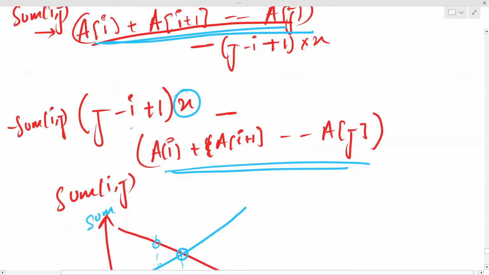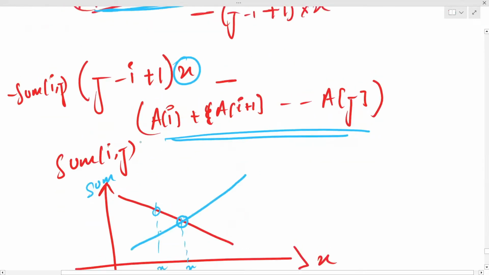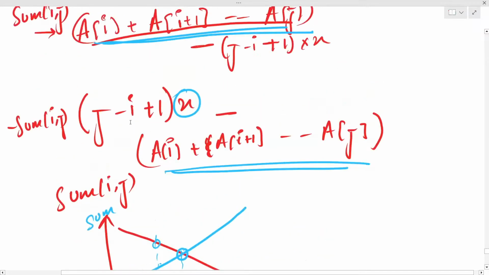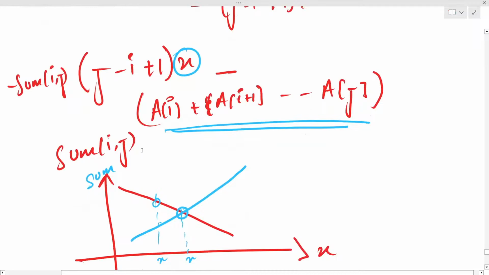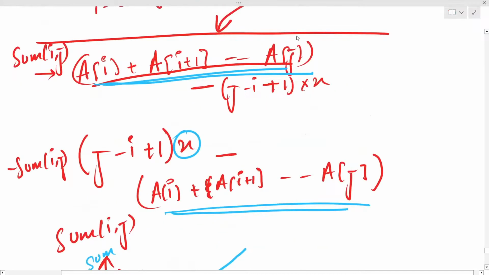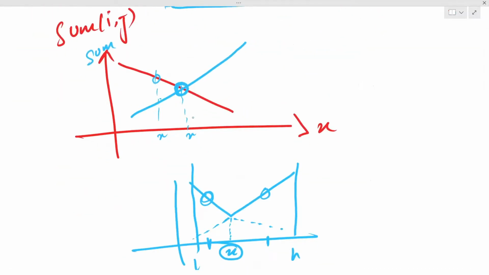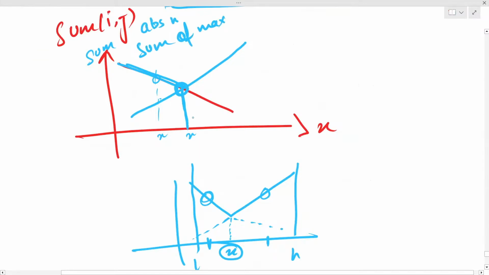Now eventually you have to find the maximum value among all of these subarrays. That simply means you don't actually have to go through each subarray. Sum of ij is simply the sum from i to j. This is constant and it only depends on x. So try to find an x for which the sum is minimum. Eventually this is the sum of the maximum subarray only, the absolute maximum sum of a subarray.